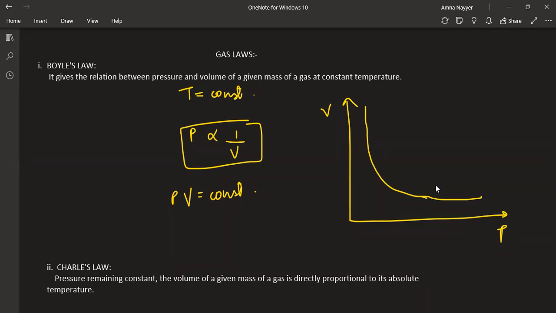So if you increase the volume, pressure decreases. If you decrease the volume, pressure increases. So this is the first law, known as Boyle's law. What is this law? It gives the relation between pressure and volume. If temperature remains fixed, pressure is inversely proportional to volume.